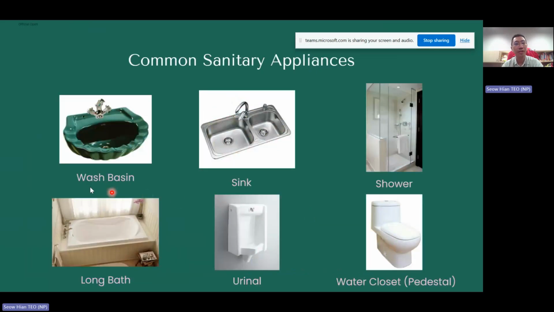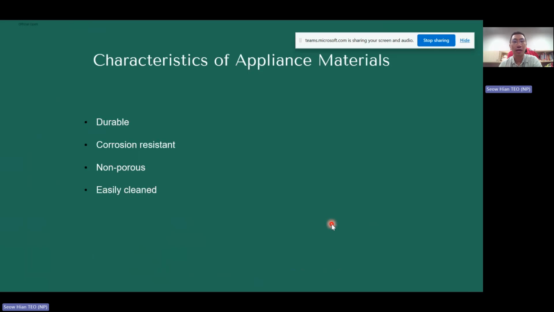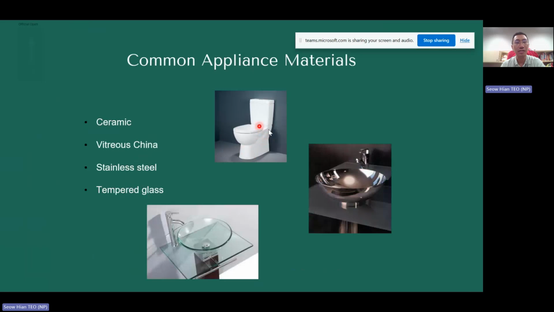So common sanitary apparatus are like washing basin, sink, shower, urinal, closets, etc. Closet can be a pedestal type, or it can be wall hung, or there's also a bidet, right? It's a little bit more atas type. So, characteristics and the applied materials. These are basically more durable, corrosion resistant or non-porous, and easily cleaned. You can see that these are some of the materials. The hand showers are here, and then some are tempered glass or stainless steel, etc.